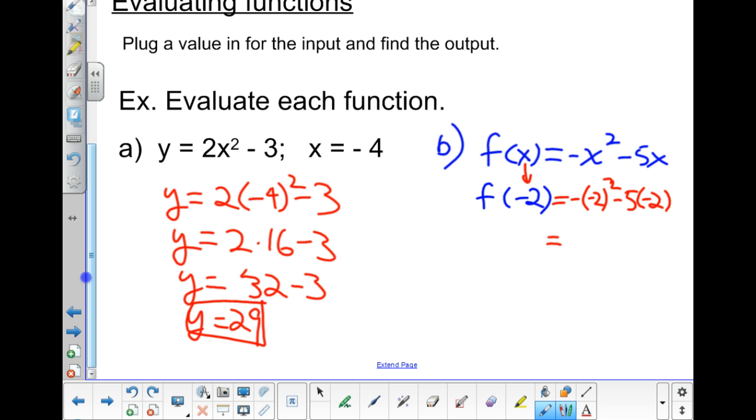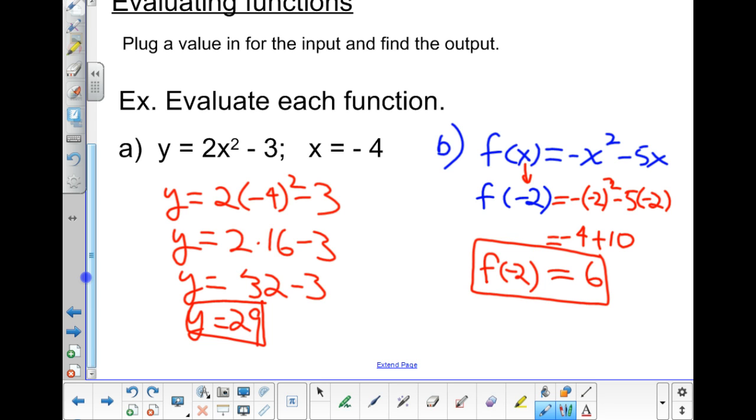When I do this, now I'm just, again, following the order of operations. I do the exponent, so negative 4 plus 10, so the final answer is 6. So we say f at negative 2, or the function at its value at negative 2 is 6. And I've just evaluated that.